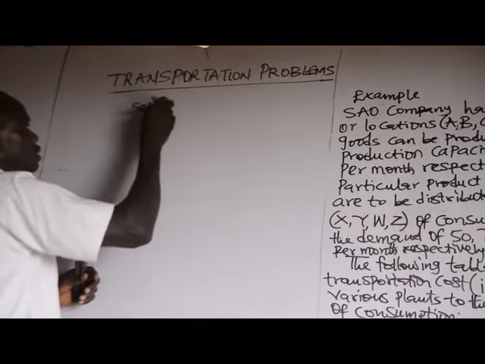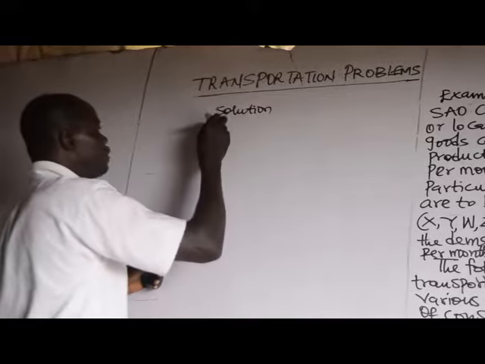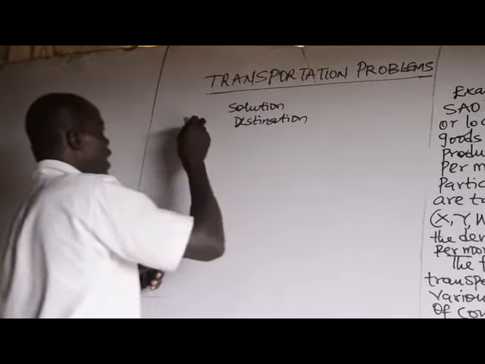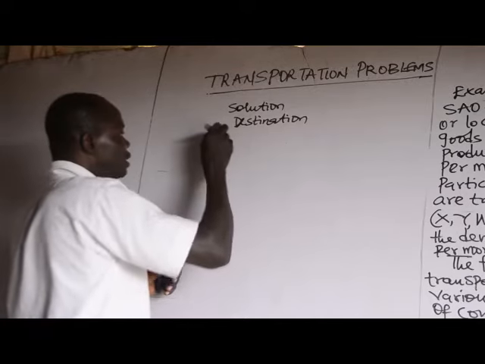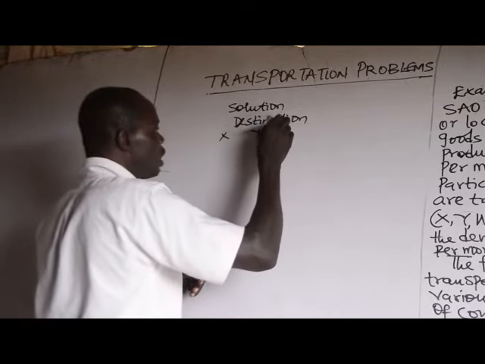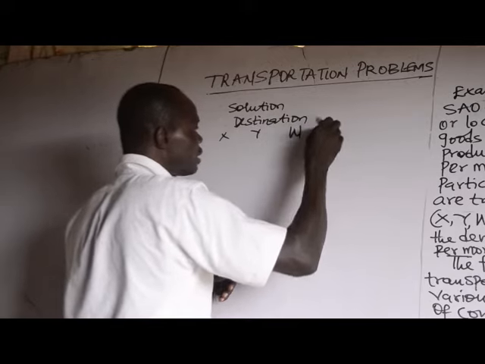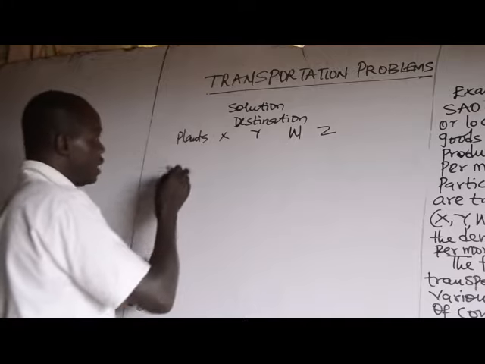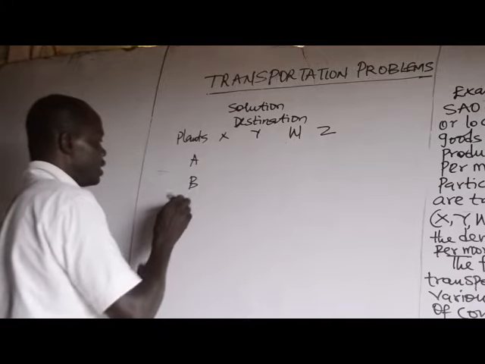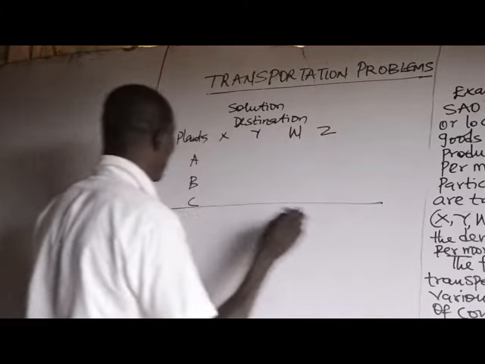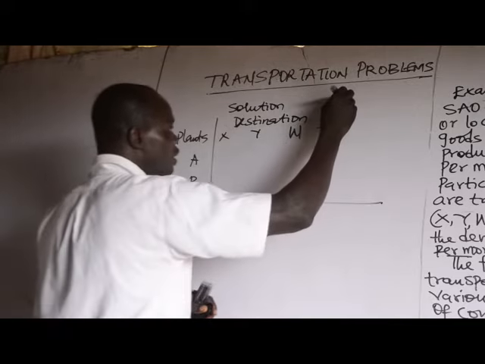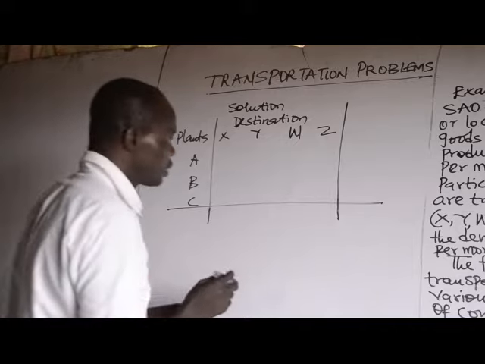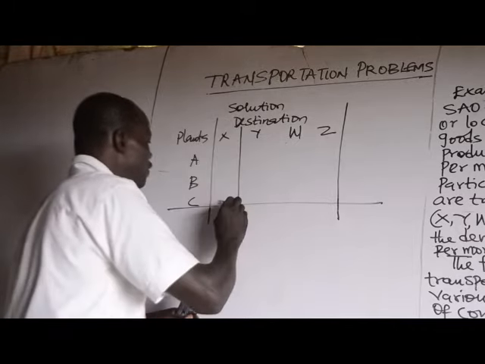So we have destinations X, Y, W, and Z. We also have plants A, B, C. What are the costs of each plant to the destinations?